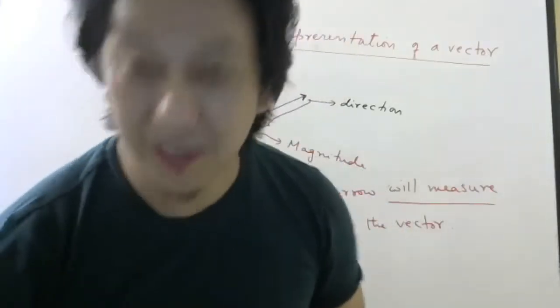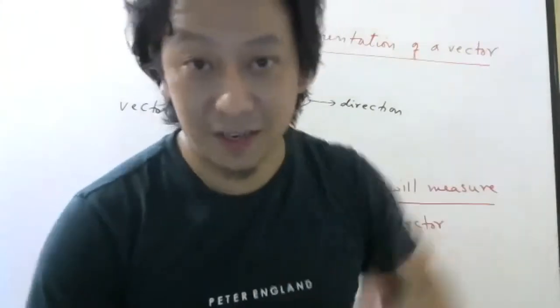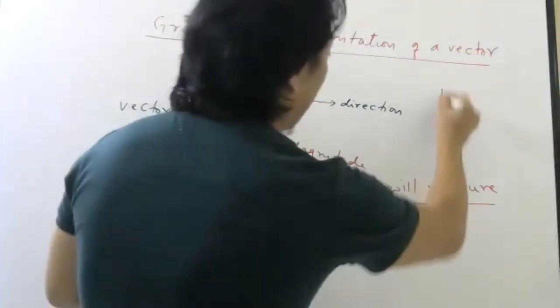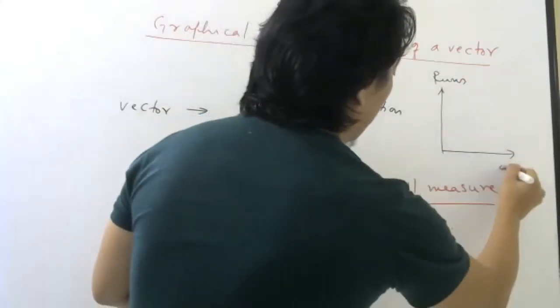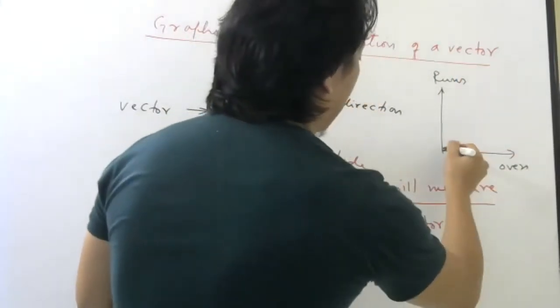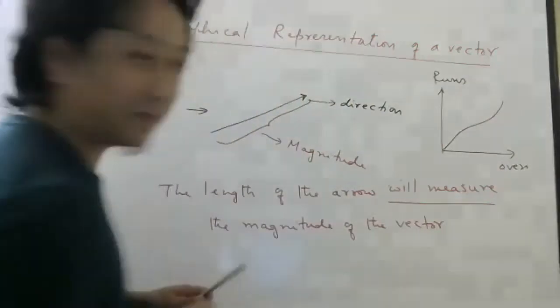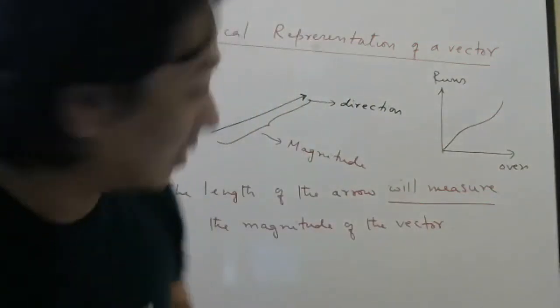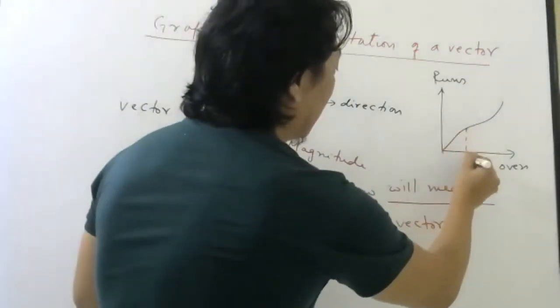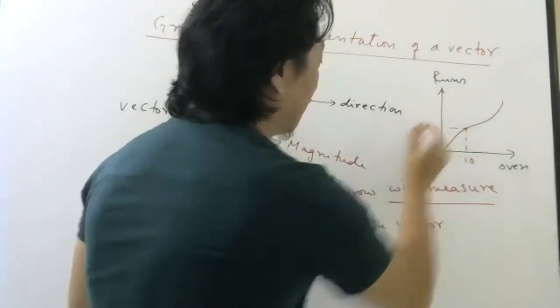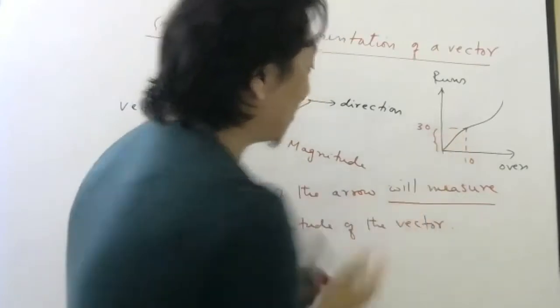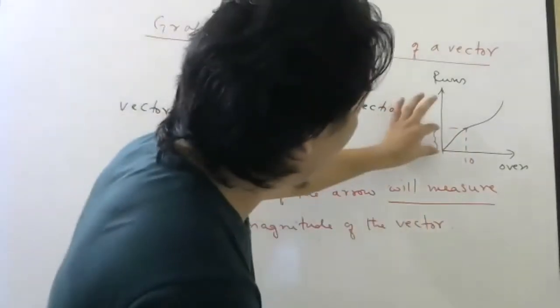Similarly, when Virat Kohli scores 100 and you draw his graph, runs versus overs, and if the graph is looking like this, let us say in 10 overs he scored 30 runs. So this much is used to represent what?